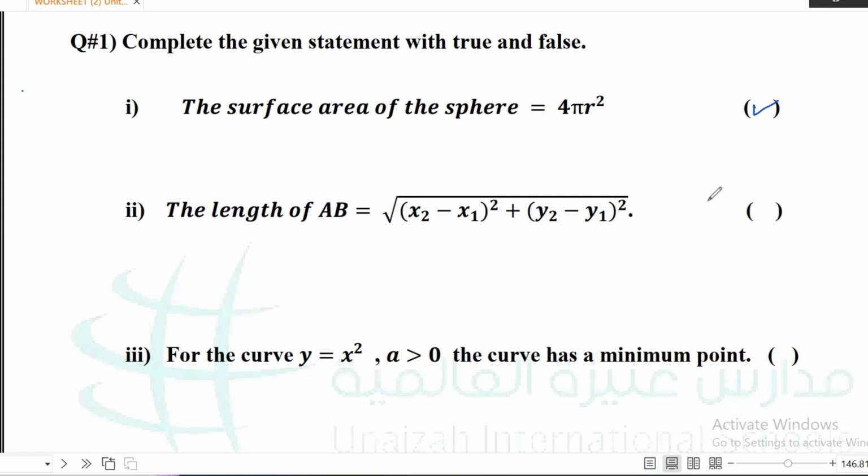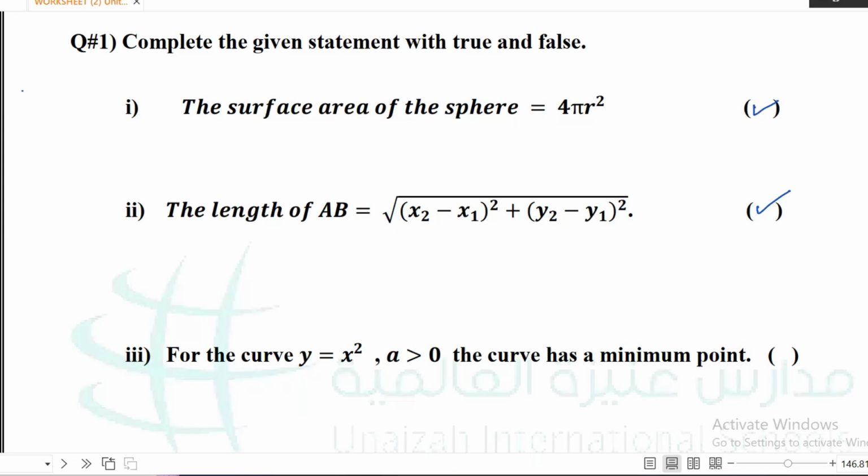So next, the length of AB is equal to the square root of (x2 minus x1) whole square plus (y2 minus y1) whole square. This is also correct. When we have two coordinates and we are looking for the distance between 2 points, we usually use this formula to work out the answer for those lengths.